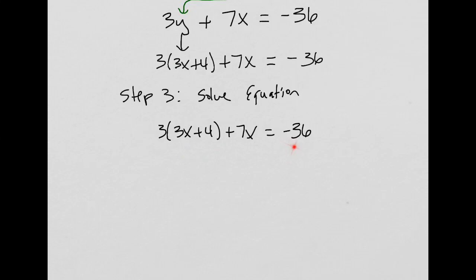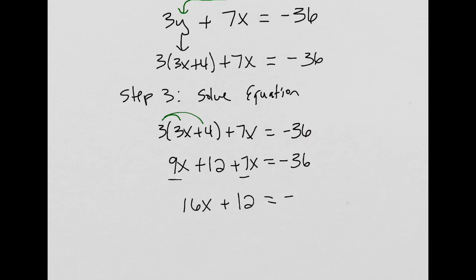So I've just rewritten our equation out down here. And then our first step for solving an equation like this is let's distribute this 3 through. So if we do that, we get 3 times 3x is 9x, 3 times 4 is 12, plus 7x equals negative 36. Let's combine our x terms, so we get 16x plus 12 equals negative 36.